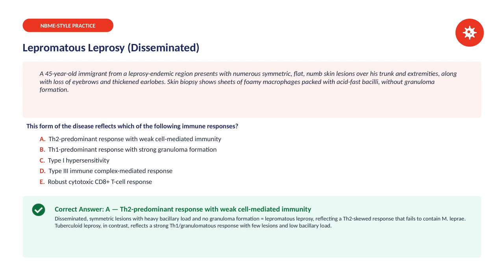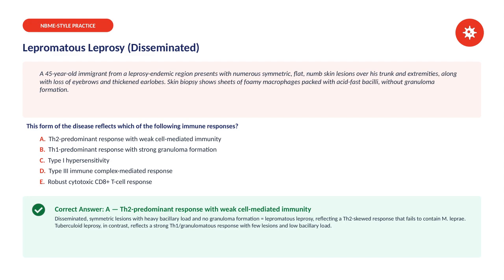This patient's presentation of numerous symmetrical, flat, numb skin lesions, along with loss of eyebrows and thickened earlobes, is characteristic of lepromatous leprosy, which is the disseminated form of the disease. The biopsy showing sheets of foamy macrophages filled with acid-fast bacilli, but no granuloma formation, indicates a heavy bacterial load and a failure of the immune system to mount an effective cell-mediated response.